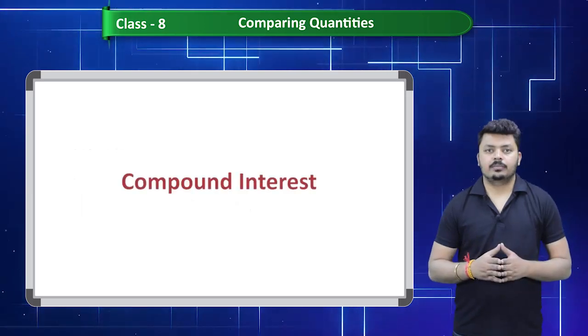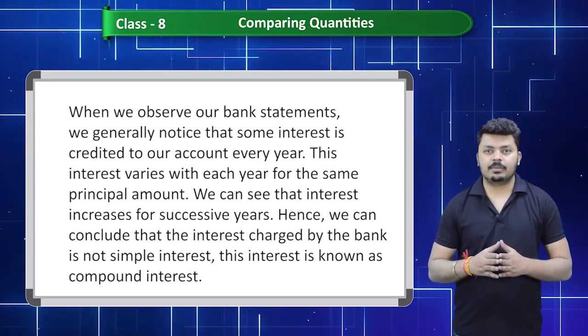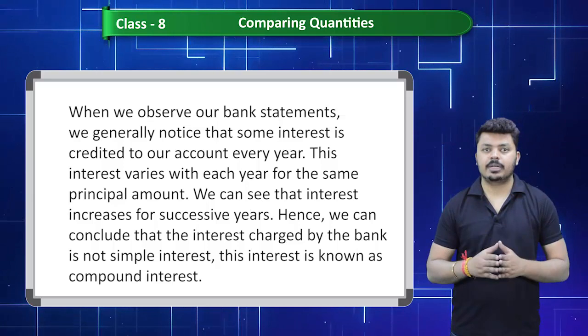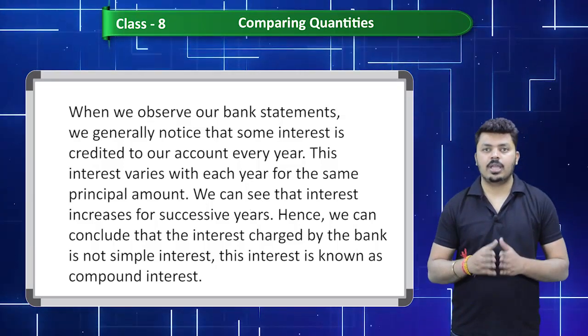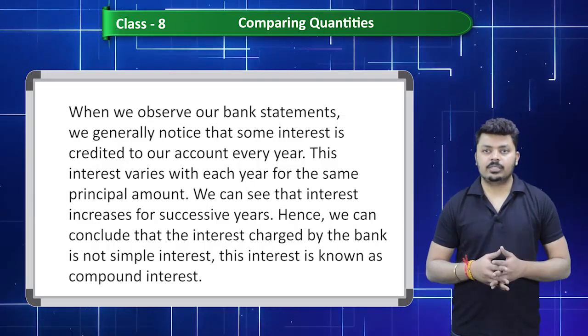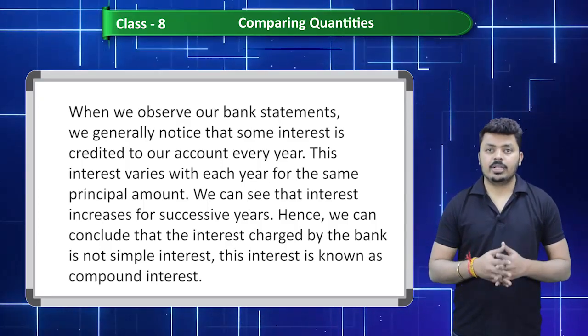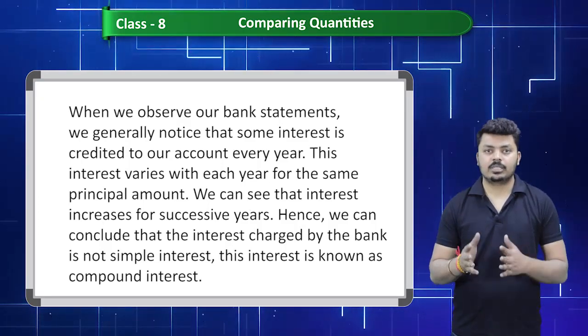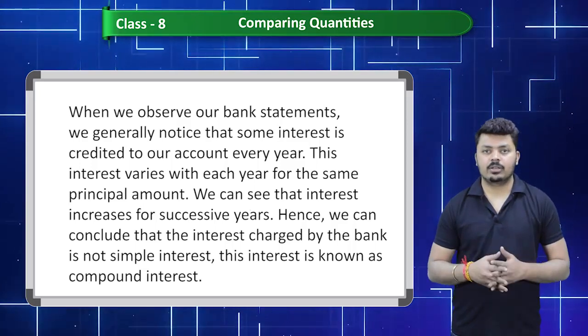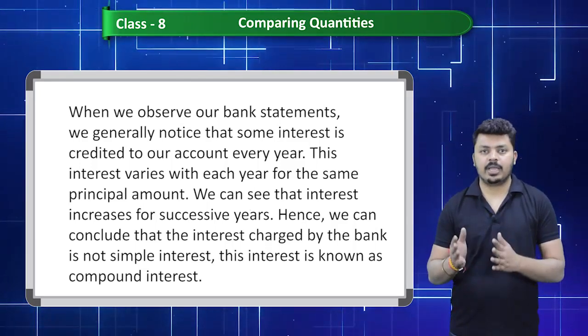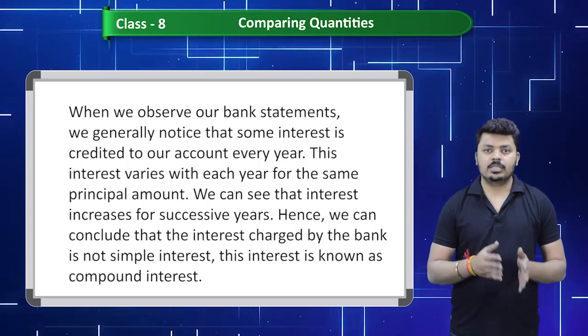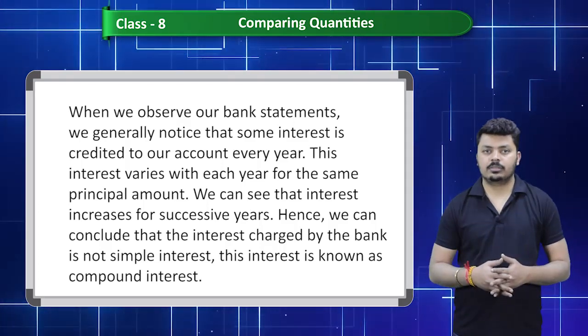Compound interest. When we observe our bank statements, we generally notice that some interest is credited to our account every year. This interest varies with each year for the same principal amount. We can see that interest increases for successive years. Hence, we can conclude interest charged by the bank is not simple interest. This interest is known as compound interest.